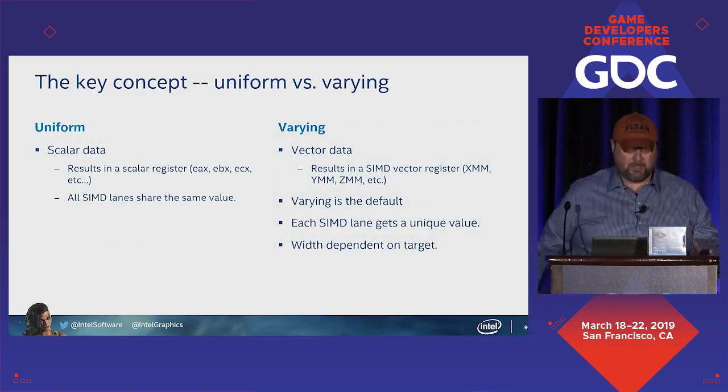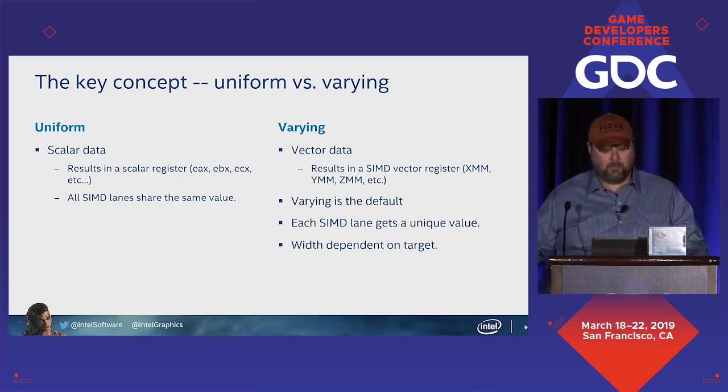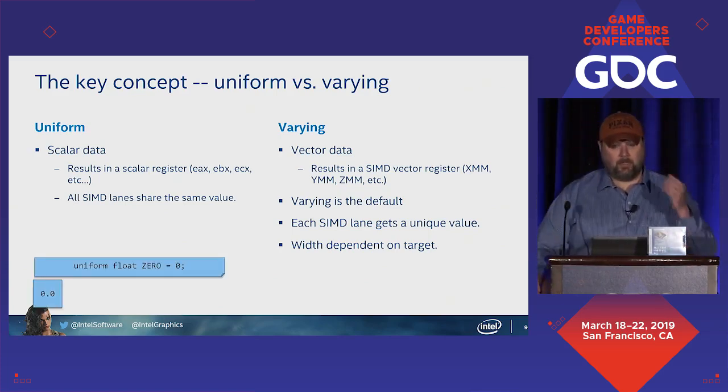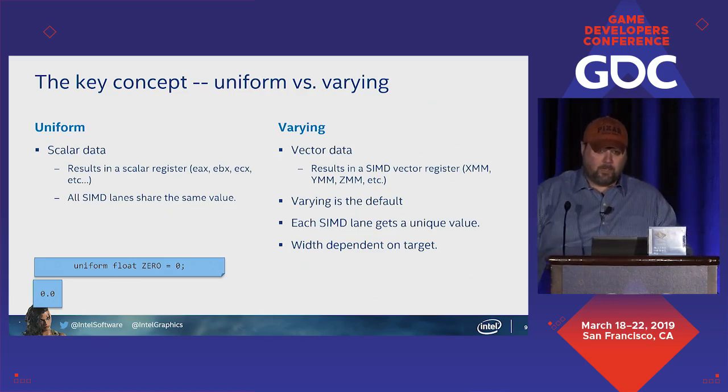So here's the key concept that I want you to take away from this talk. These two keywords are what essentially makes this language work. Uniform is scalar data and varying is vector data. The uniform results in a scalar register like EAX, EBX, ECX, etc., and all SIMD lanes would share the same value. And varying is vector data.